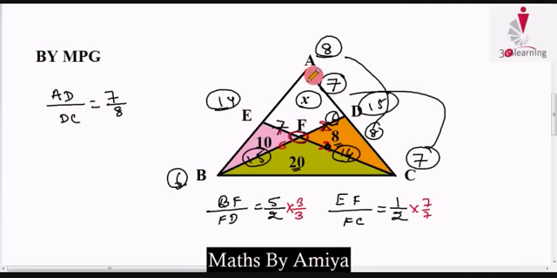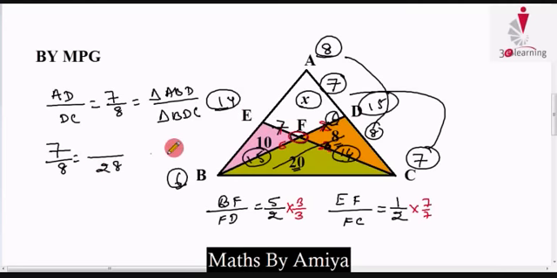Okay, and AD upon DC relates to the two triangles ABD and BDC. So the area ratio of ABD upon the area of BDC is in the same ratio as AD upon DC. We know AD upon DC is 7 by 8 and the area of this triangle is 28 and the area of this triangle is 10 plus x. So by solving we can say x is equal to 14.5.